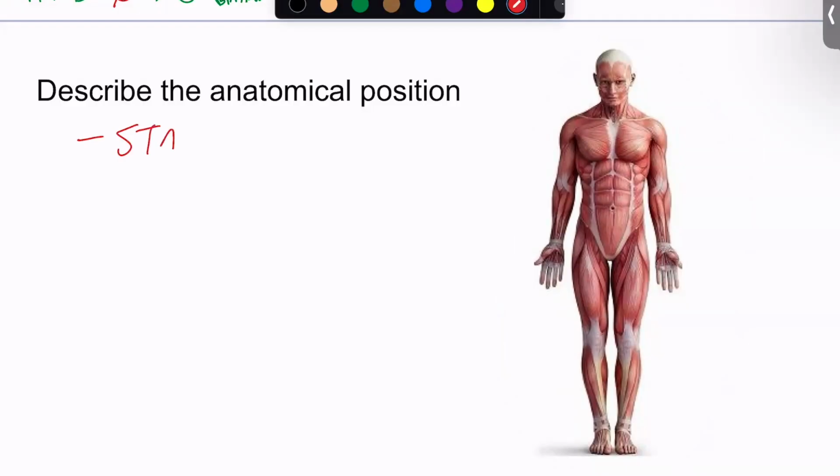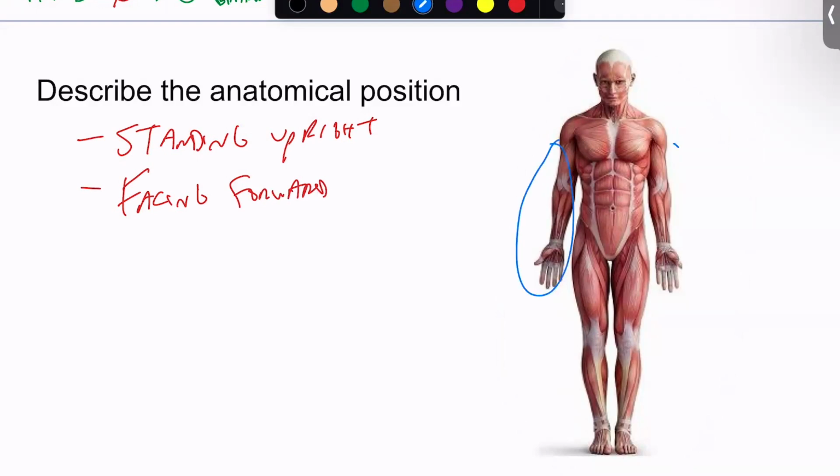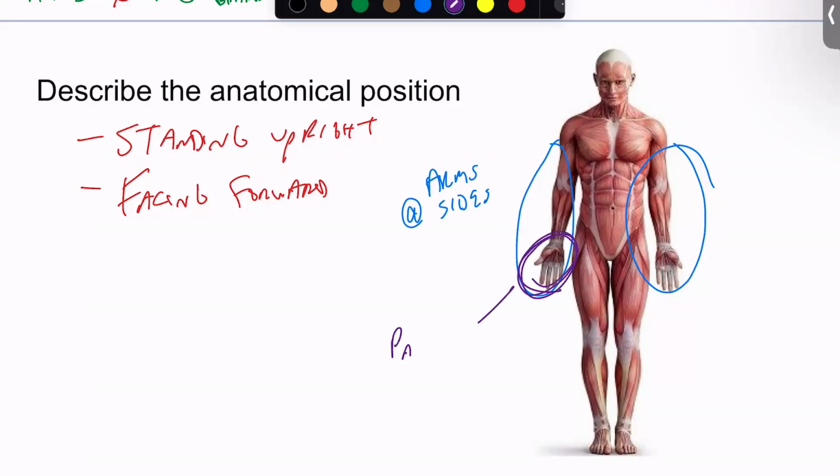Some of the biggest things that we have: obviously standing upright, can't be slouching over, facing forward. Biggest thing though, arms at the side, palms facing forward. And then your feet are going to be slightly apart, and your toes are also going to be pointing forward.